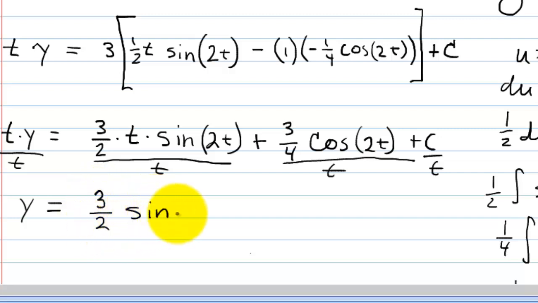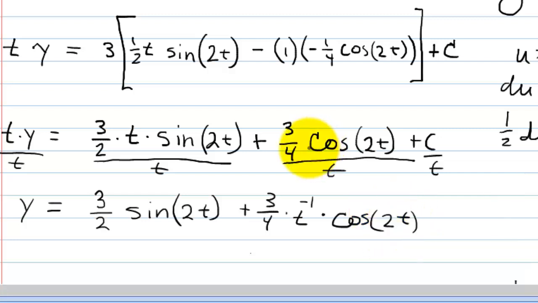3/2 sine 2t plus 3/4. Now t, since it's just 1 over t, it could be written as t to the negative 1 times cosine 2t, plus c times t to the negative 1. And that is your solution. y is equal to 3/2 sine 2t plus 3/4 times t to the negative 1 times cosine 2t plus c times t to the negative 1. And that is the solution to the differential equation.